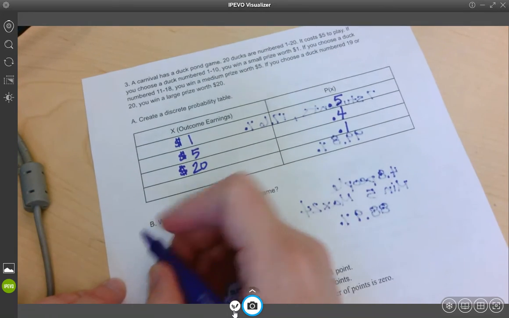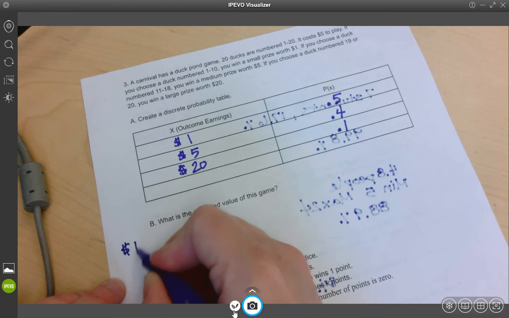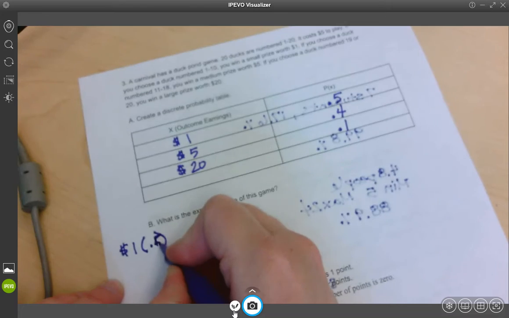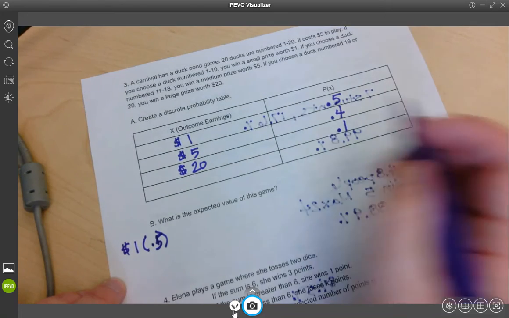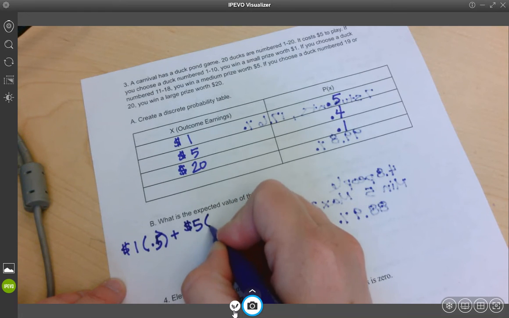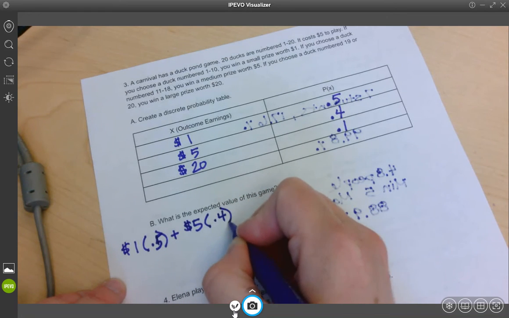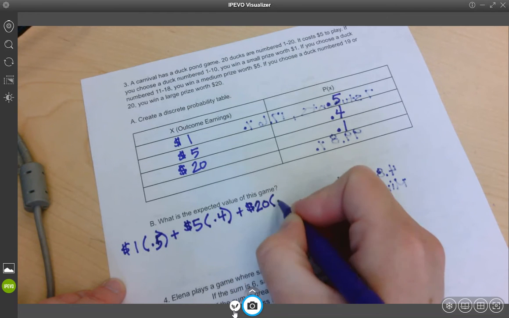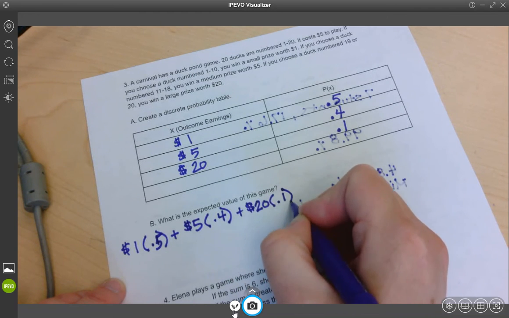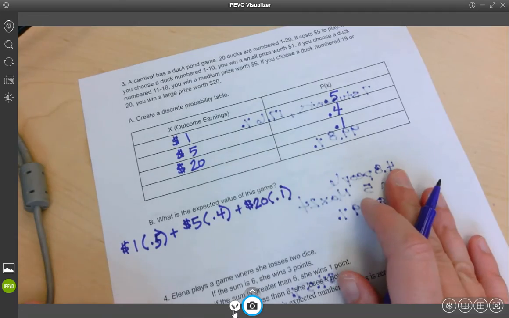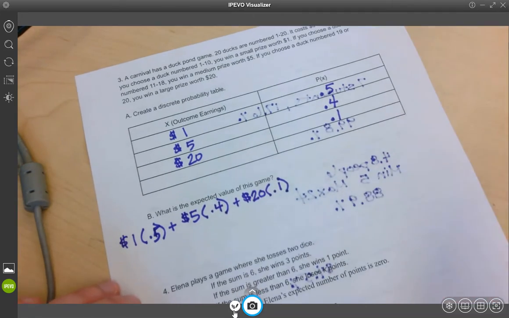All right, so we've got $1 times 0.5, oh, sorry, I said 0.1, it was 0.5, my bad. $1 times 0.5 plus $5 times 0.4 plus $20 times 0.1. All right, and you can either subtract in this step or you can subtract in a later step. I've got a bit of a mess over here, so I'll subtract in a minute.